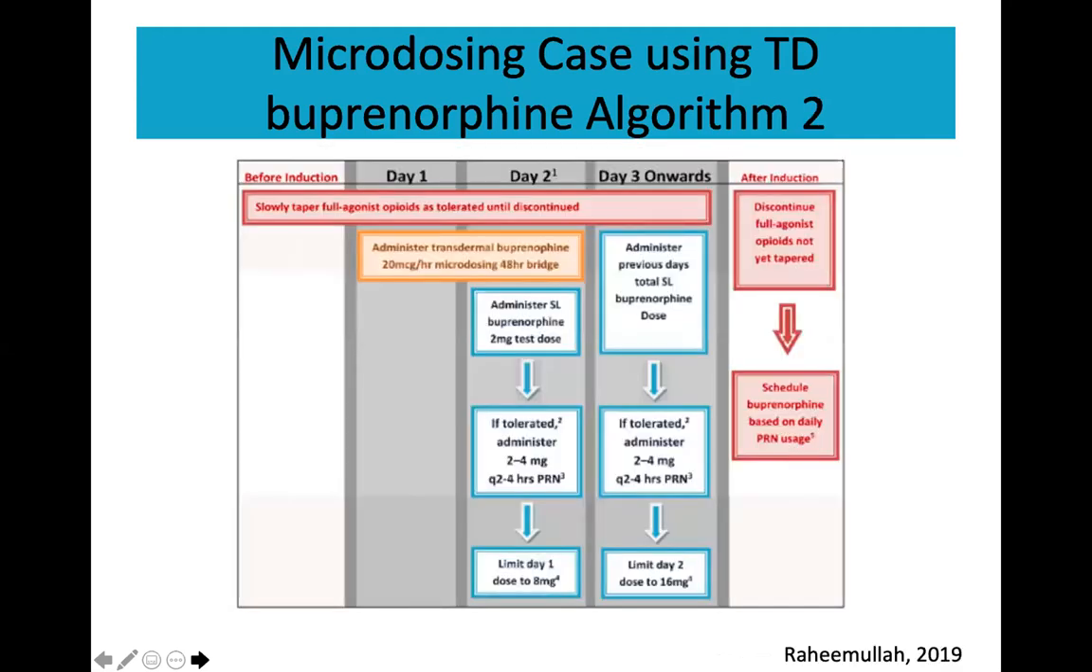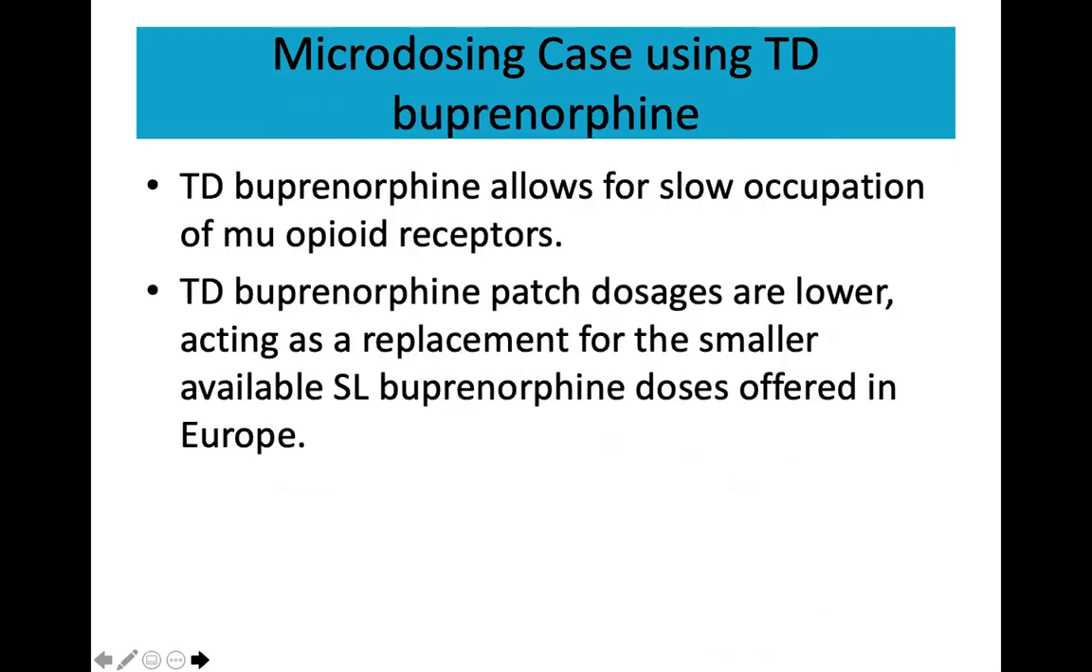And here's another approach from a paper in 2019. The idea is you're going to slowly taper the individual off a full agonist opioid as tolerated, start a transdermal buprenorphine patch, and then after 2 days, also start them on sublingual buprenorphine and increase that dose as tolerated. So the same principles that Janet talked about earlier apply for why we're using the transdermal patch in this indication.